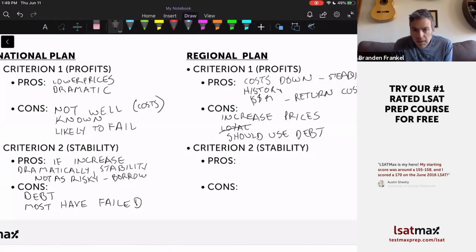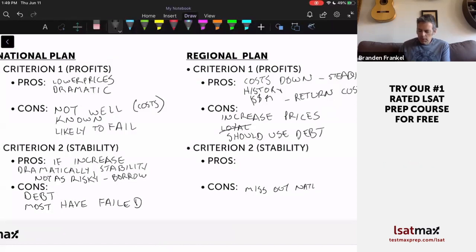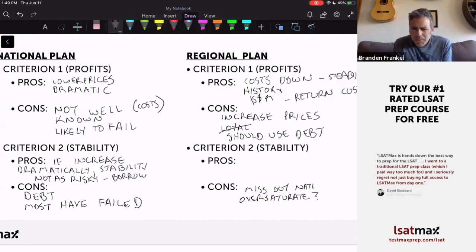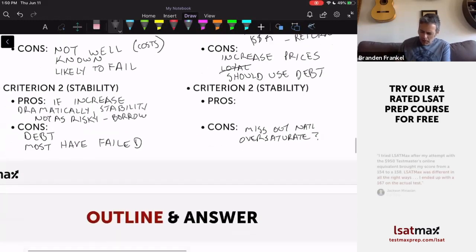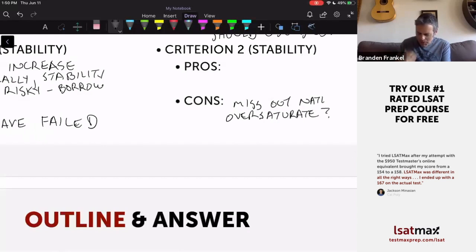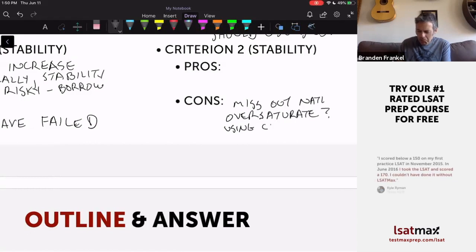But I see some good arguments being made here, which is that basically we're going to miss out on the national market. We might oversaturate our own market. Maybe there's just nowhere else for us to grow here. Sure. Cash reserves are a good thing in case something like this, we're talking about COVID, so we should have cash reserves. But yeah, here we're going to be using our cash reserves. Should we really do that? Maybe that's not a good idea.